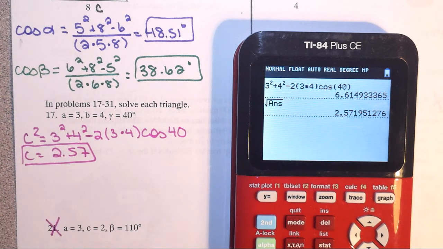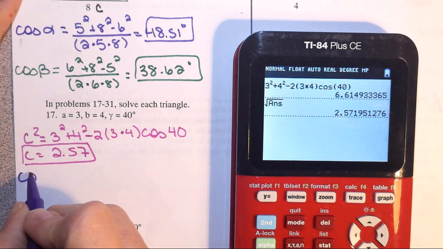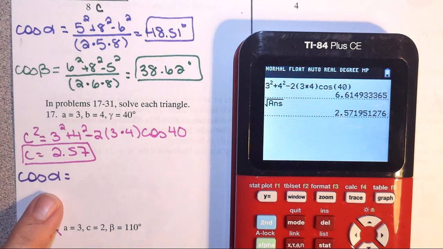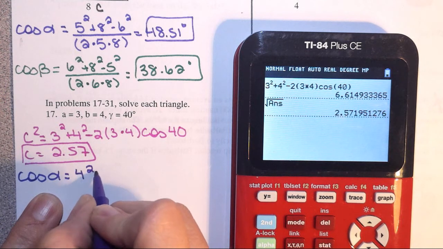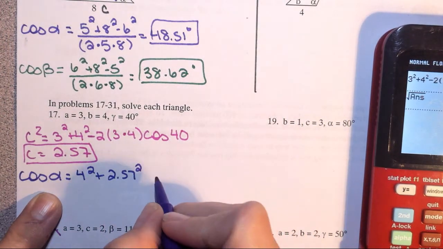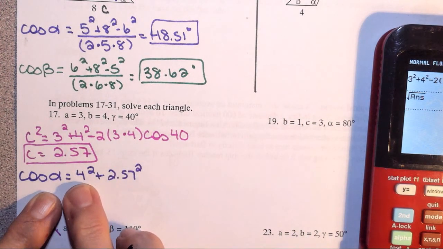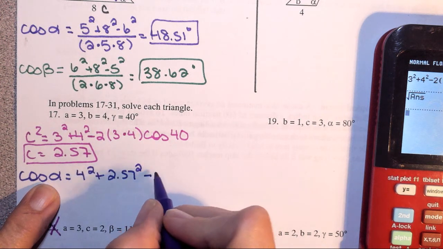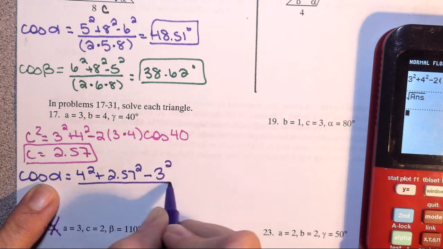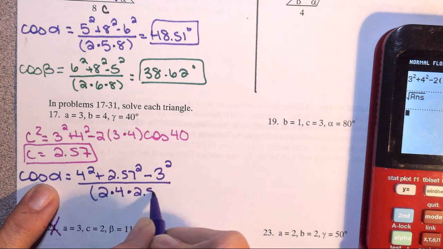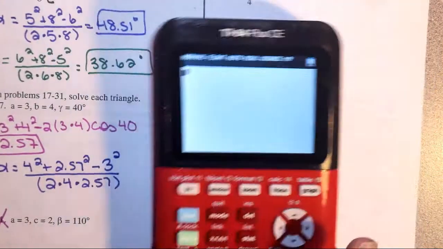All right, so now I have to go find my angle. I can find alpha or beta. I'm going to choose to find alpha. Cosine alpha equals, my formula at the top says you take b squared plus c squared. So 4 squared plus 2.57 squared. So it's b squared plus c squared minus a squared, which is 3, all divided by 2 times 4 times 2.57.